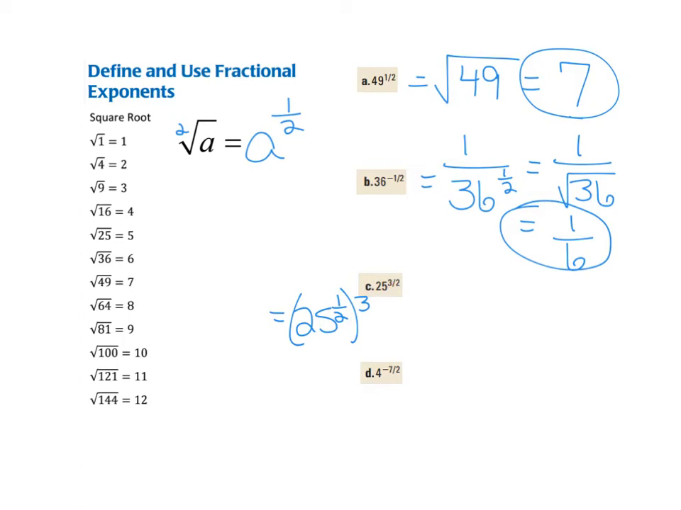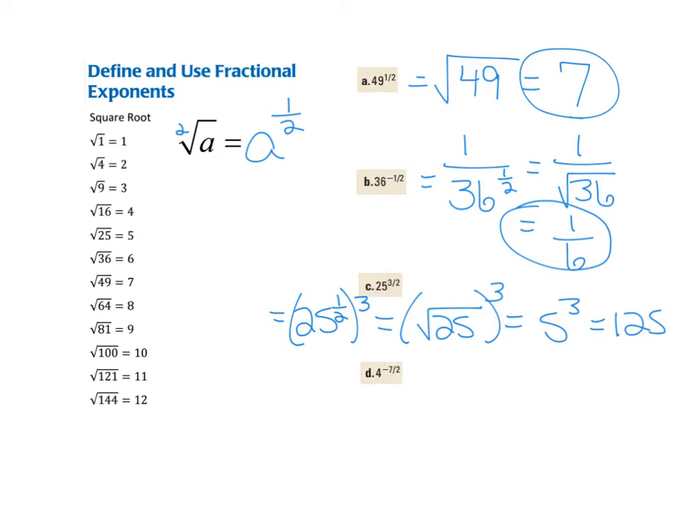Now, let's use what we know about the half power. 25 to the half power means the square root of 25, to the 3rd power. That's going to be 5 to the 3rd power, and we get 125. So the top number, you raise it to that power. The bottom number, you take that root. So this is the square root of 25 raised to the 3rd power.